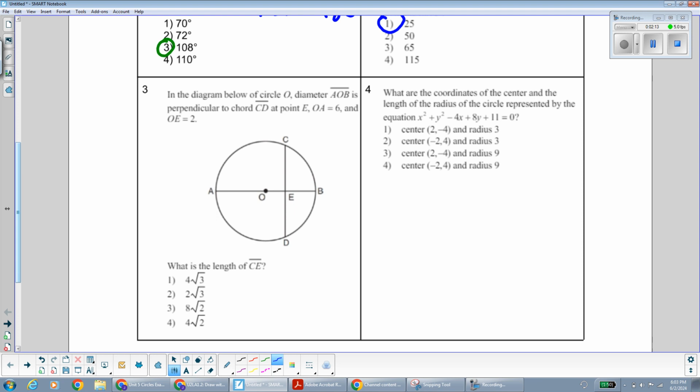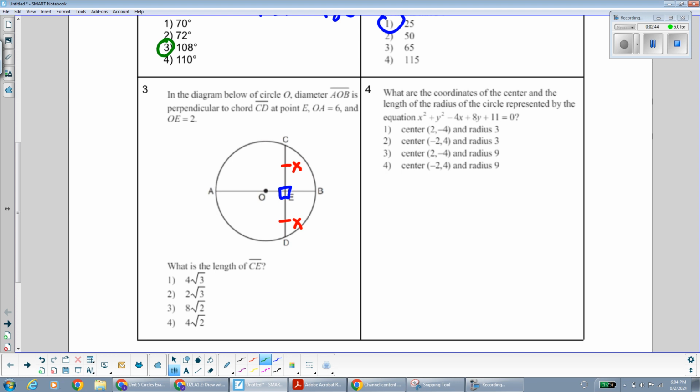In number 3, we have a diameter that is perpendicular to chord CD. That means it forms 90-degree angles where it intersects the chord. We have a special theorem that says when a diameter is perpendicular to a chord, it actually bisects that chord into two equal parts. Whatever the measurement of CE is, the measurement of ED will be the same thing because it's split equally into two congruent parts.